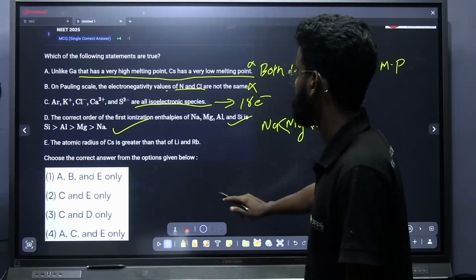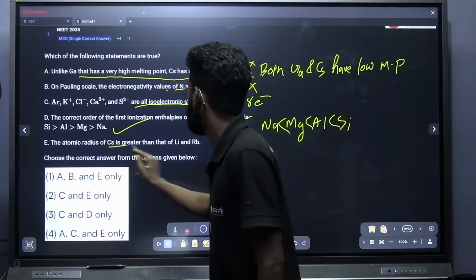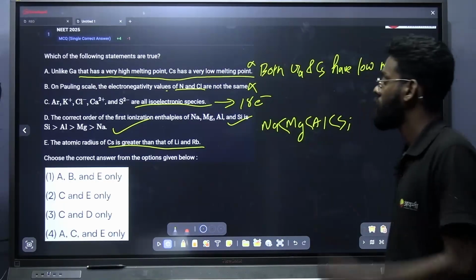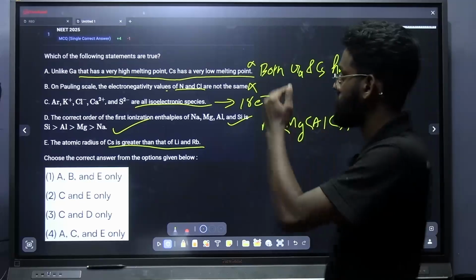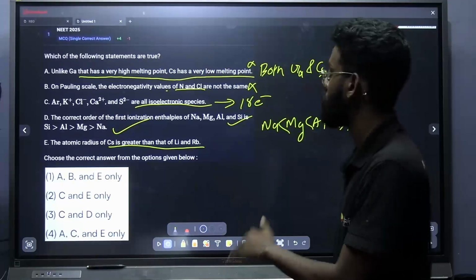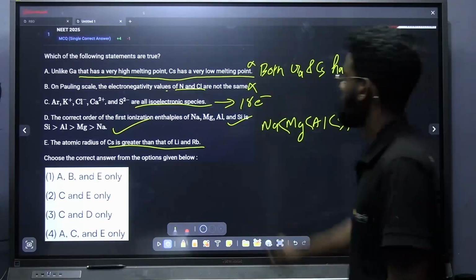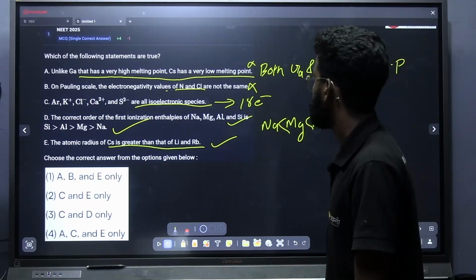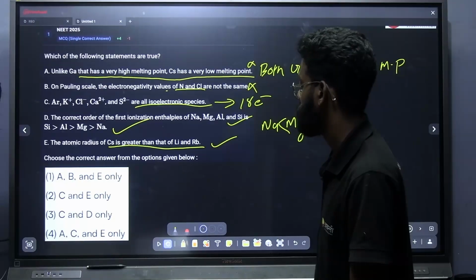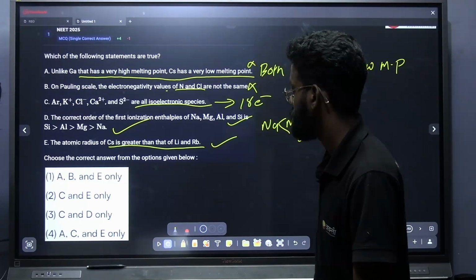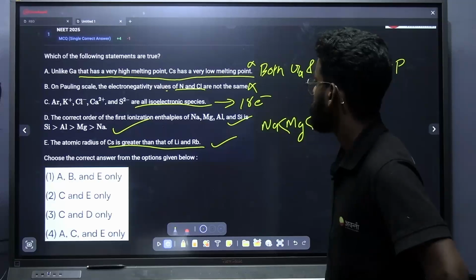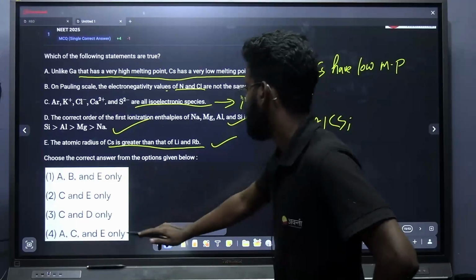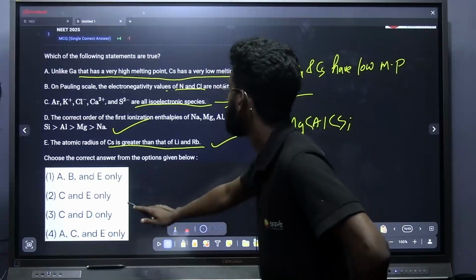Then any other option? Atomic radius of cesium is greater than lithium and rubidium. Is it correct? Yes, of course, cesium is at the bottom of the periodic table. So this is correct. So what is the answer? D and option 4. Yes, this is also correct. Option D, 4. Yes, option 4 is correct.